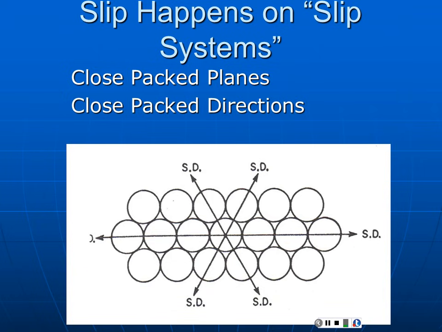Now, slip only happens on slip systems. That is, you really aren't going to get slip on all planes, only on close packed planes, and only in directions where the atoms are close packed. So you'll get slip here, you'll get slip here, but you will not get slip vertically because the atoms are not all close packed together. So there's limited directions and limited planes.